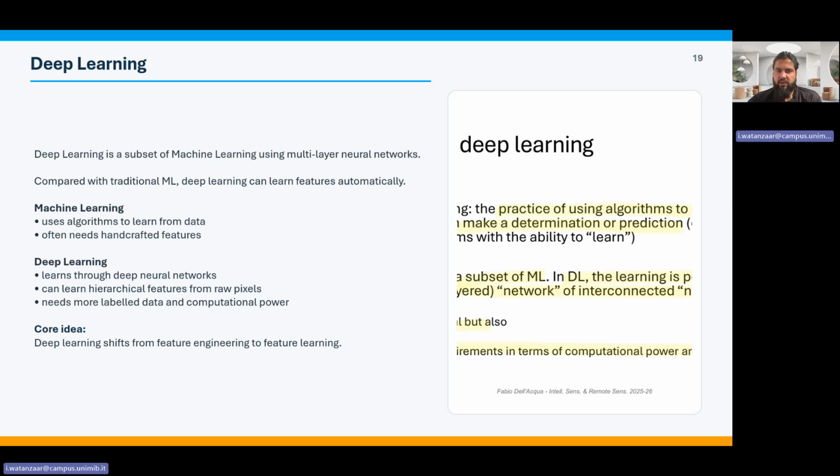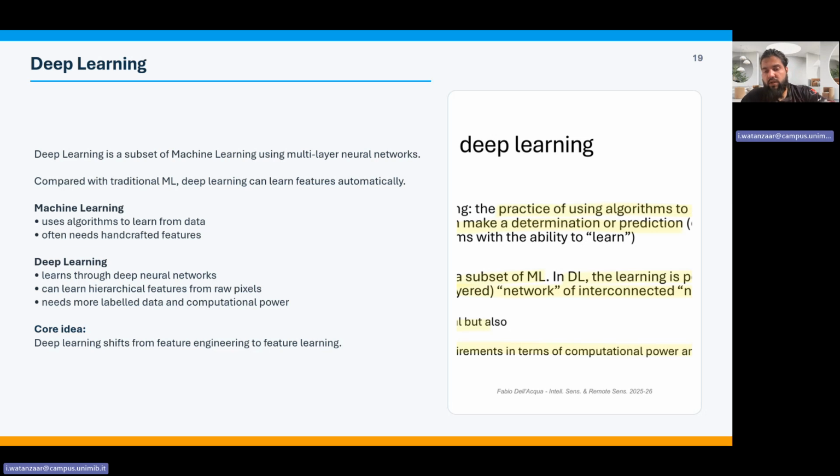Deep learning is also a subset of machine learning, but it uses a multi-layer neural network. Compared with traditional ML, deep learning can learn features automatically, whereas machine learning uses algorithms to learn from the data and often needs handcrafted features. In deep learning, it learns through the deep neural network and can learn hierarchical features from the raw pixels. So they are learning even from the raw pixels. That's why here we don't need to manually draw designs, shapes and objects by hand for the spatial information.